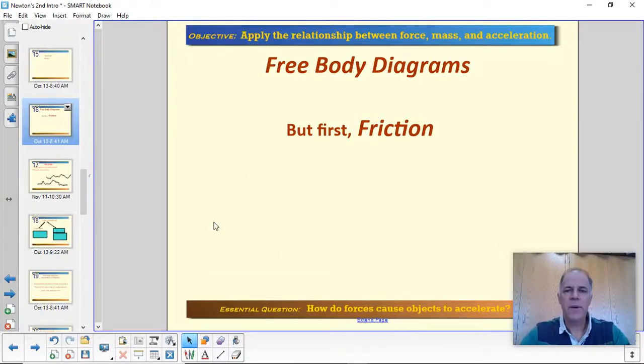Hey guys, today we're going to talk about free body diagrams. It's a pretty important and useful thing in physics. So we'll talk about what they are, what we use them for, how we make them, and I'll show you a few examples of free body diagrams so you know what you're doing on the homework.